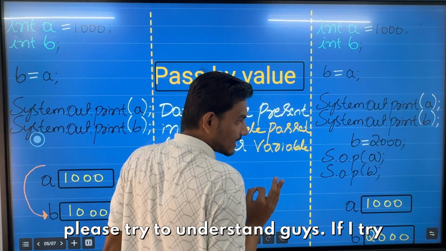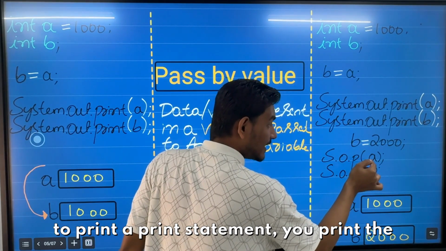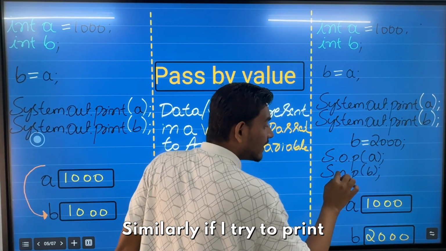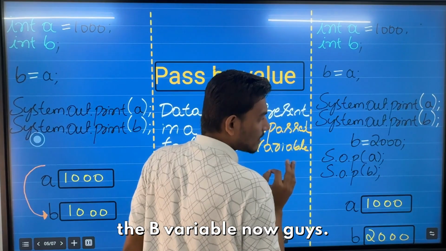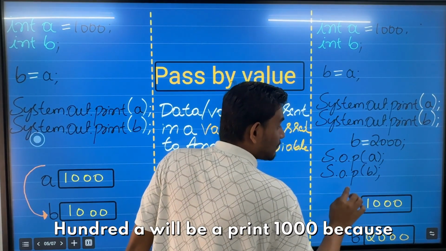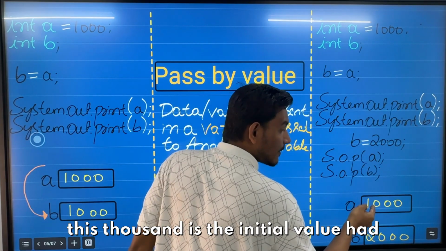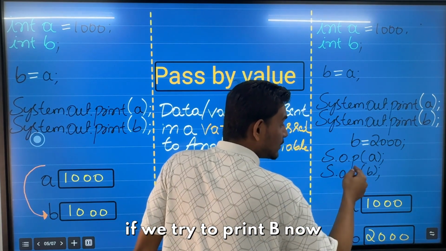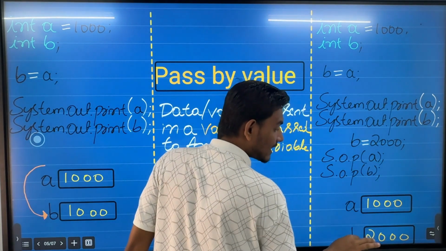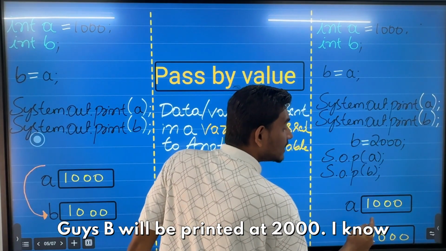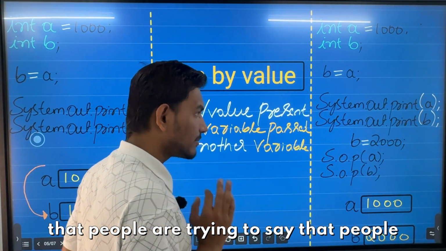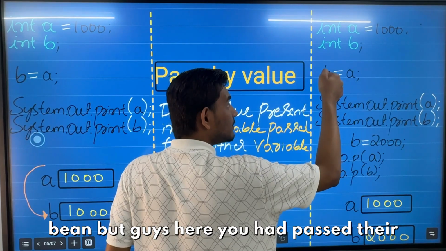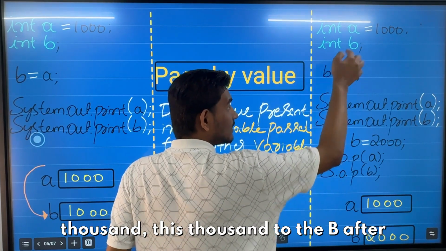Now, please try to understand, guys. If I try to print a, the print statement prints the data value present inside the a variable. Similarly, if I try to print the b variable, now guys, a will print 1000, because this 1000 is the initial value assigned to a. After which, if we try to print b, in this case b will print 2000. I know, guys, people are trying to ask: here in this line, you had passed the 1000 to b, no? But here you had passed this 1000 to b.